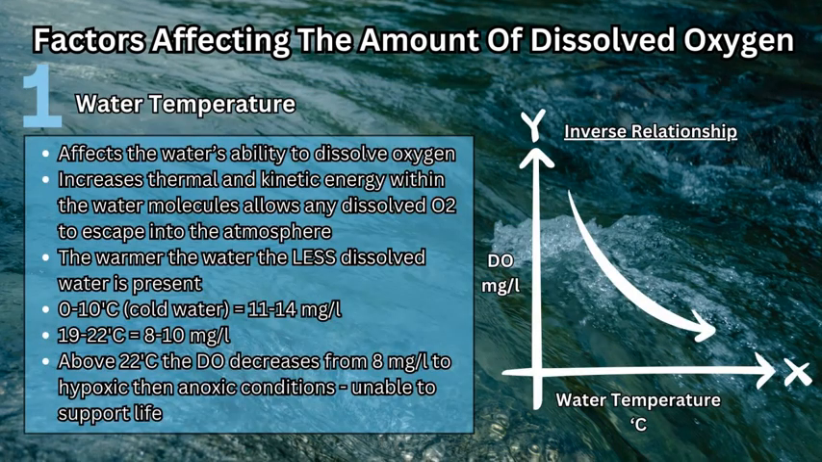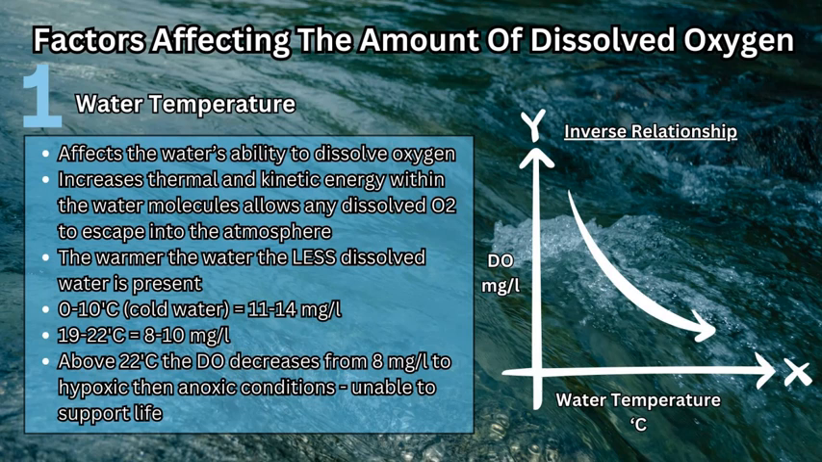The first factor that will control the amount of DO or dissolved oxygen within a body of water or an aquatic environment is the temperature of the water itself. Now this is an inverse relationship. So pretty much the warmer the temperature, the lower the DO. So the colder the water, the higher the DO.